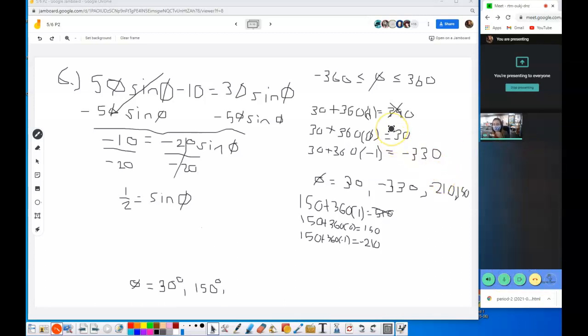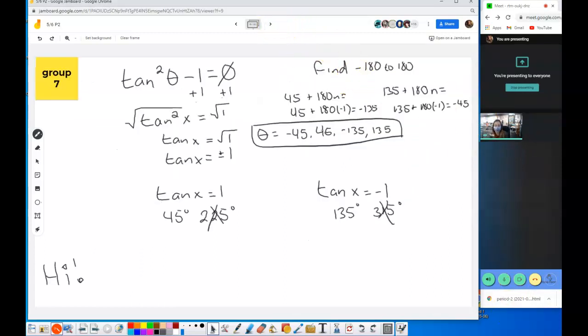Yeah, thank you, Nelson. Yeah, nice job going through each of these solutions and determining which ones we got to keep on our interval. All right, nice work, group 6 and Nelson. And group 7.